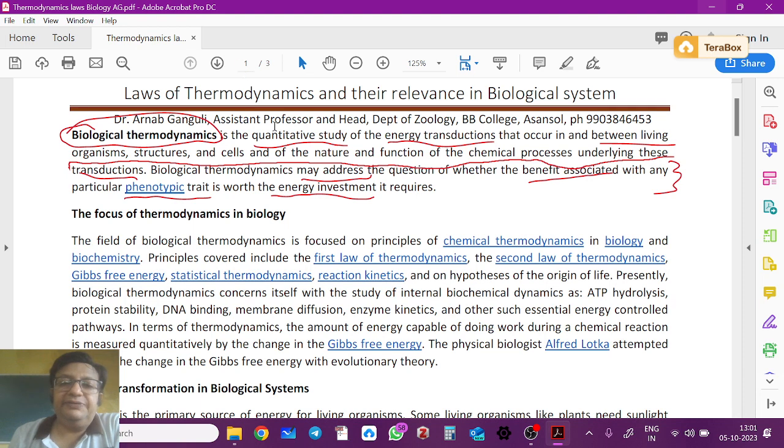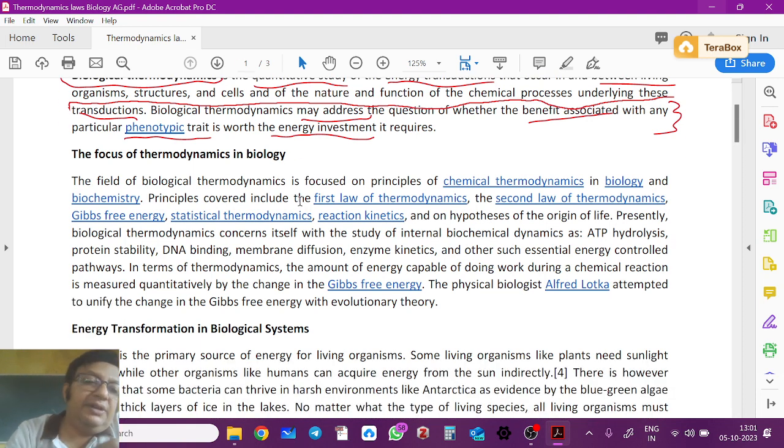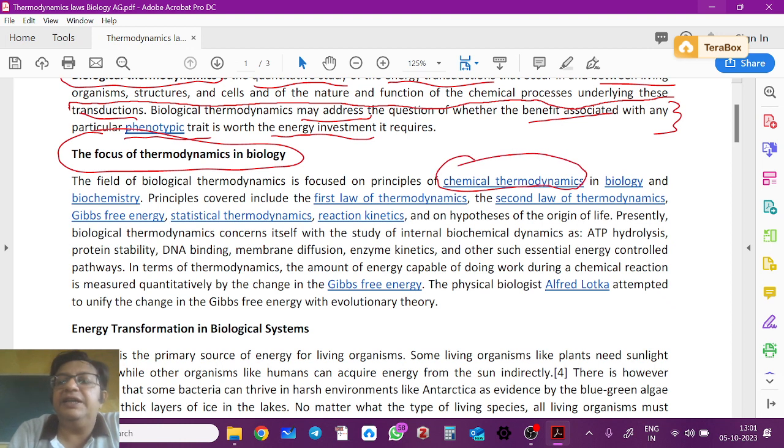So the next thing is we are talking about the focus of thermodynamics in biology. It is based on the principles of chemical thermodynamics. You have the three laws of thermodynamics, where energy can neither be created nor destroyed. The entropy of the universe cannot be created nor destroyed; the entropy remains constant. So energy increases the entropy, and then you have one thing known as the Gibbs free energy.